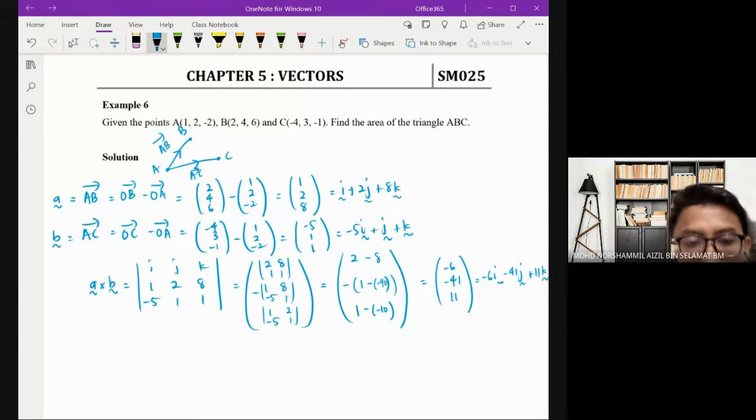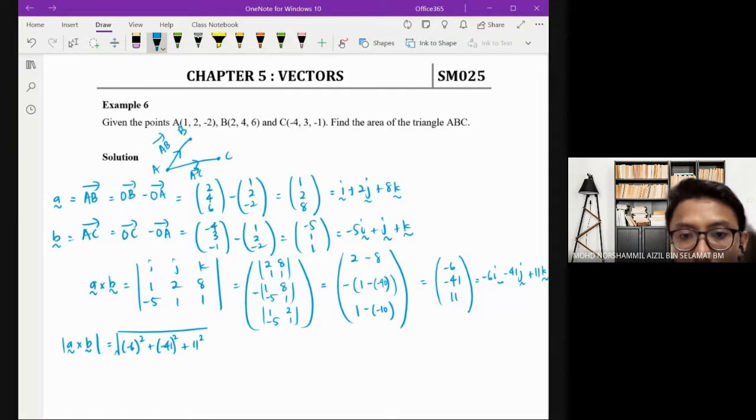Guys, kita dah dapat vektor tu, macam biasa kita perlukan dia punya magnitude. So magnitude the resulting vector just now. So every single element square: 6 square plus minus 41 square plus 11 square. So let's calculate this one. What we get? 6 kuasa 2, 41 kuasa 2, 11 kuasa 2.